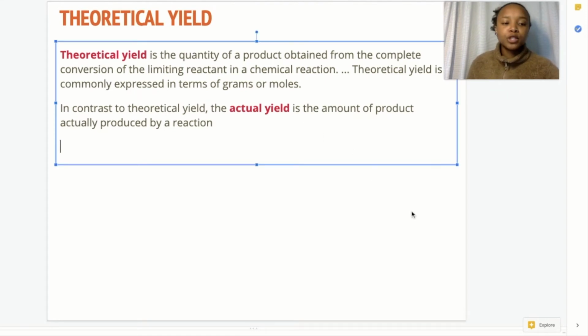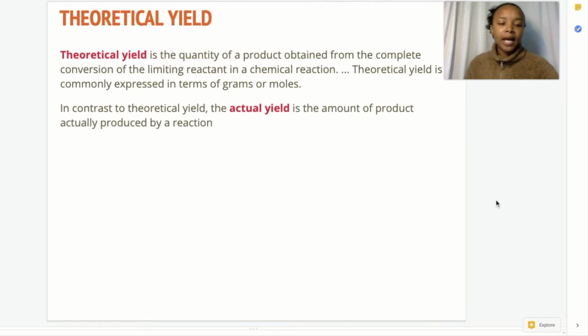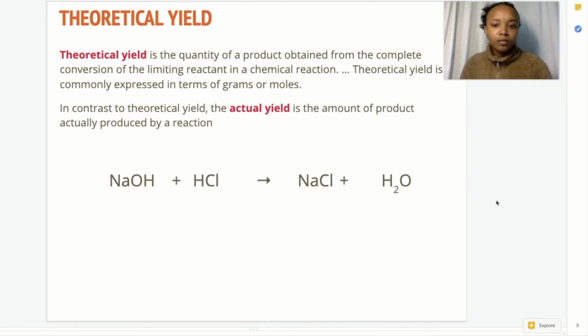So let's say we're doing an experiment and I say I want you guys to make salt, table salt. So we know in order for us to make table salt, we need sodium hydroxide and hydrochloric acid. Cool. But I need you guys to make me 3 moles of salt. I only need 3. I want it to be 3 exact. So let me just mark that on here.